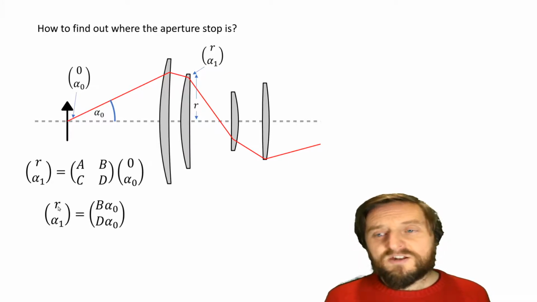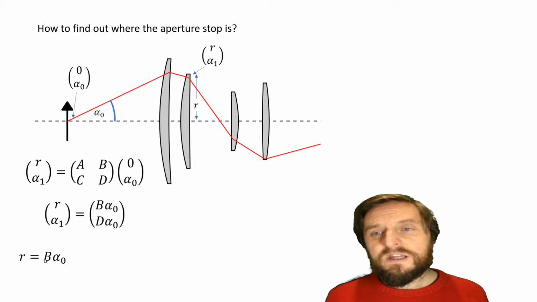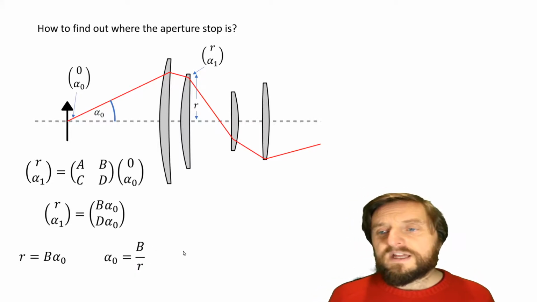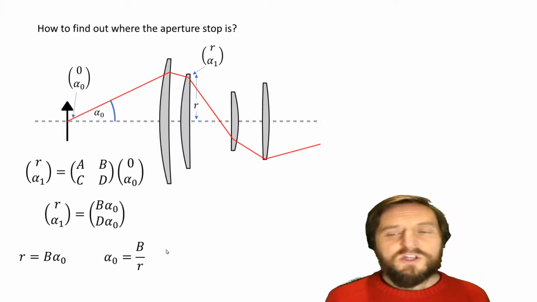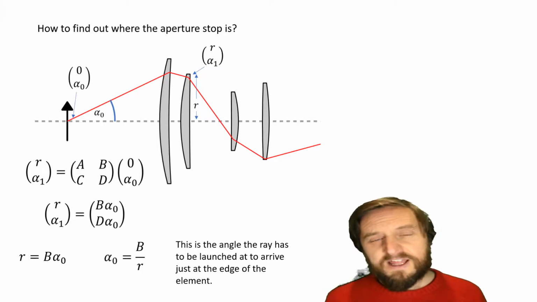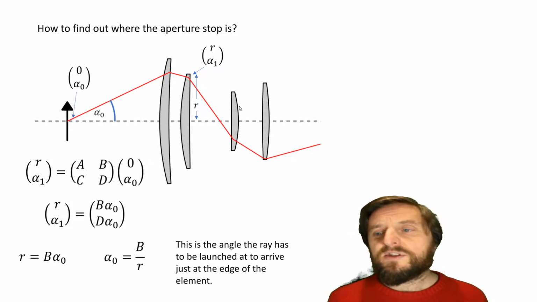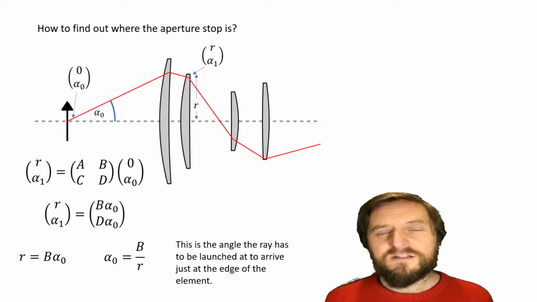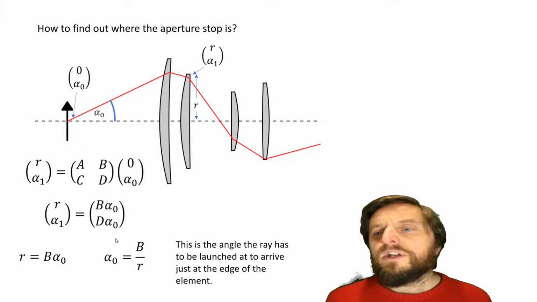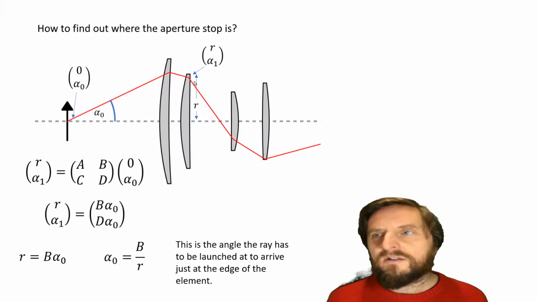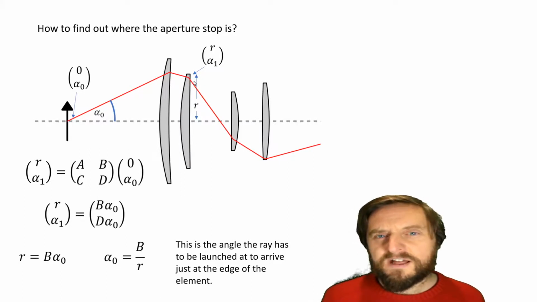So you can see that R is actually going to be equal to B alpha 0. So I can solve that, nice and easy: alpha 0 equals R over B. So just to remind you what it is I've calculated, this is the angle a ray has to be launched into the system so that when it reaches this second element, it will be at the height of the radius of that element. So a ray put into the system from the axis at this angle will just hit the edge of that particular element.